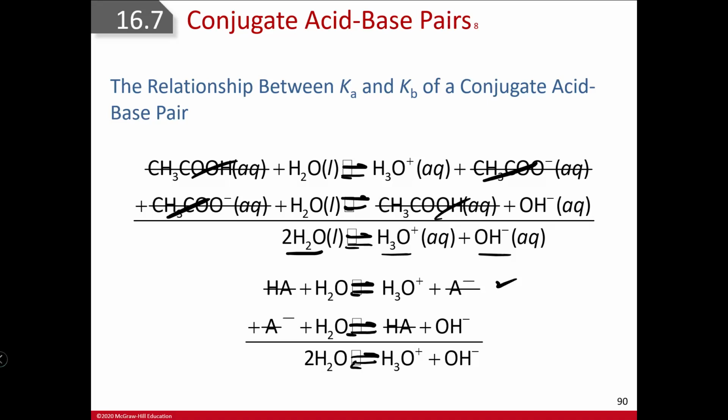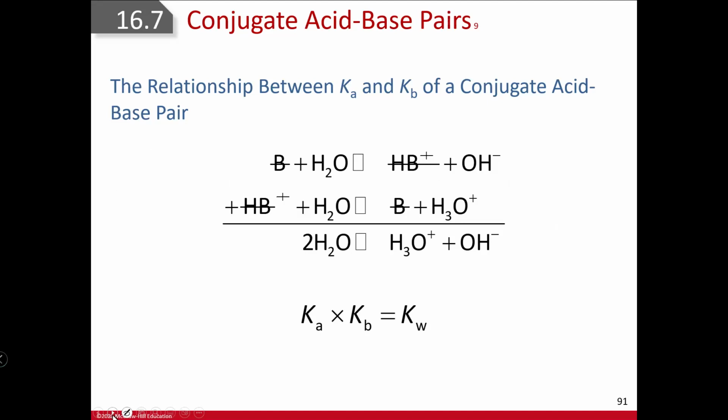So which one's going to dominate? Which one of these species is going to dominate in the end is going to determine the pH of our solution. If the hydronium ion dominates, then it's going to be an acidic solution. If the hydroxide ion dominates, then it's going to be a basic solution. How do we know which one's going to dominate? Because we know what the Ka of this reaction is, the acid ionization constant, and we know what the base ionization constant is. Whichever one of those is larger is going to dominate the reaction.